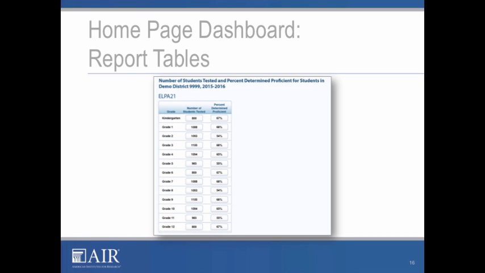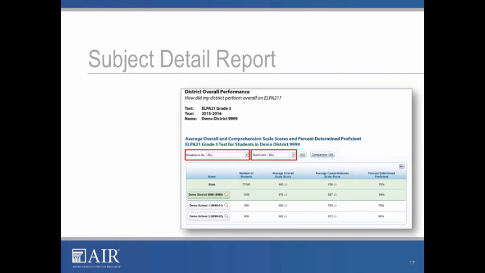You will only see the tests administered by the selected district or school. When you click a cell, a subject detail report will load for the corresponding grade. This example shows the information a district user will see on the subject detail report. It shows the list of schools in the district and their aggregate score data.